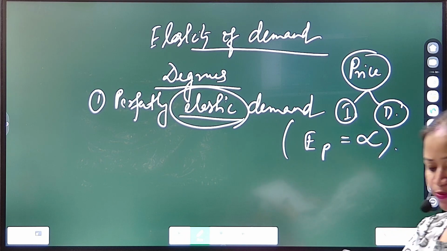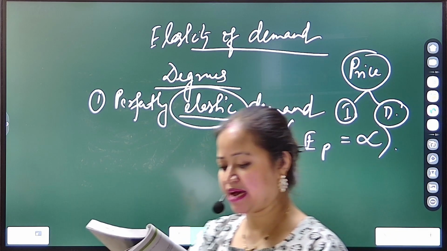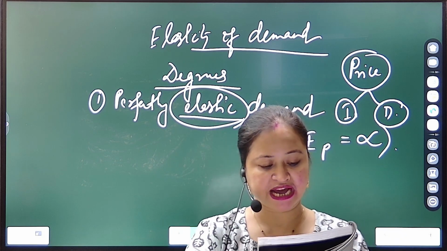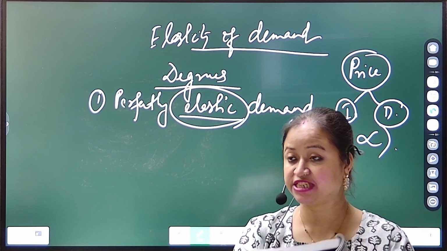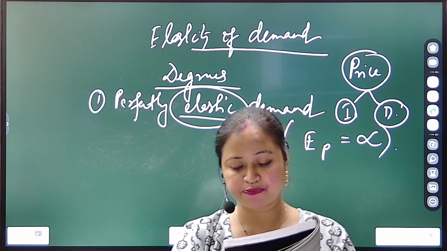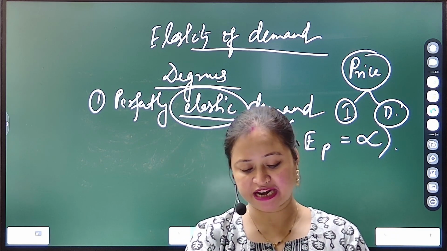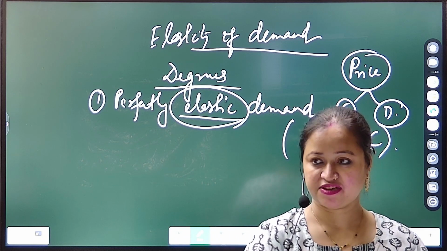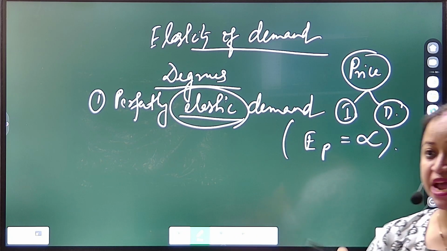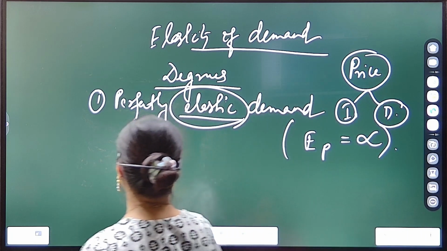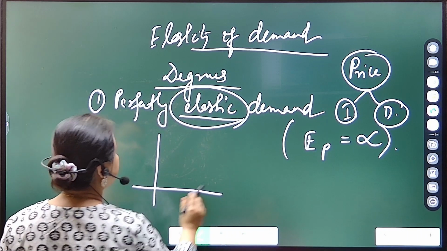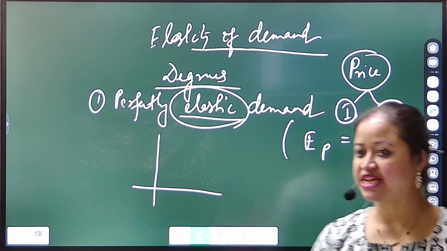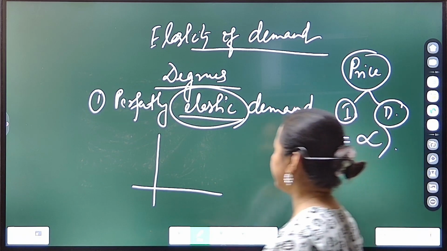So when the price remains constant, if there is a change in demand, it is said to be perfectly elastic demand. It means that the demand may increase or decrease without change in the price. Here the value of EP is infinity. The demand curve in this case is parallel to the OX axis. So you can draw this. How is the demand curve in case of perfectly elastic demand?